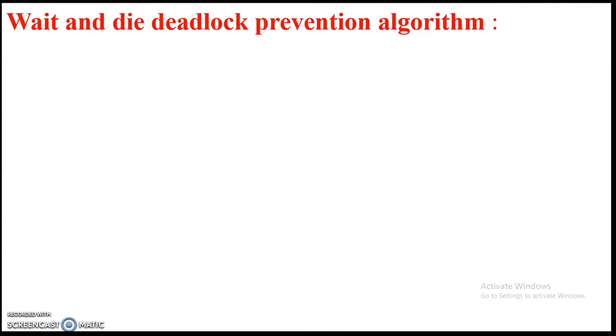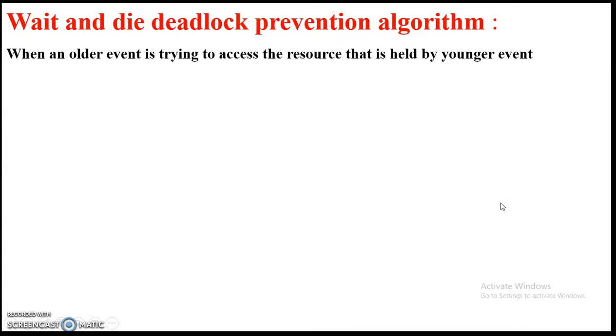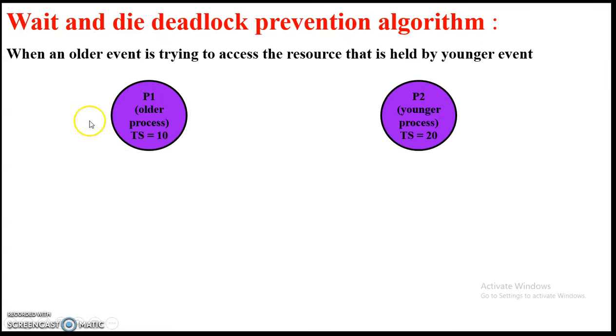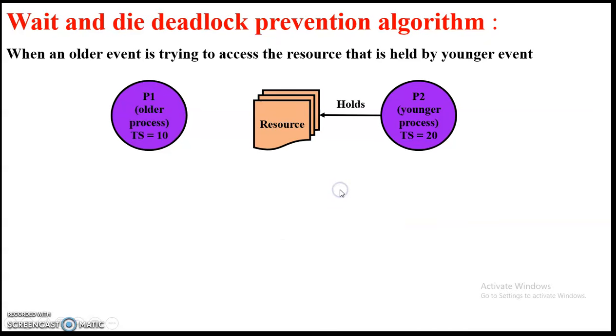Now let us check the wait-die method, which is a non-preemptive method. Again there are two scenarios. The first scenario is when an older event is trying to access a resource that is held by a younger event. There are two processes, P1 and P2. P1 is the older process and P2 is the younger process, with timestamps 10 and 20 respectively. There is a shared resource. P2 holds the resource and P1 is requesting it. In this case, P1 will wait.